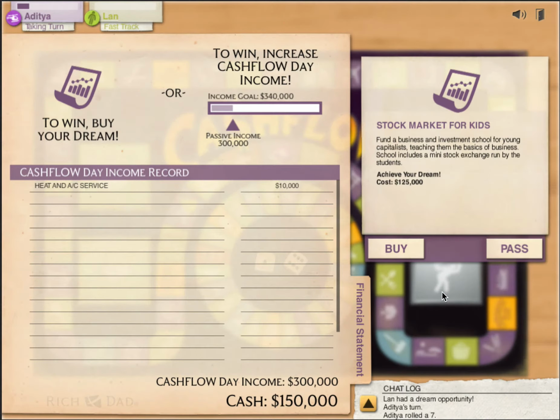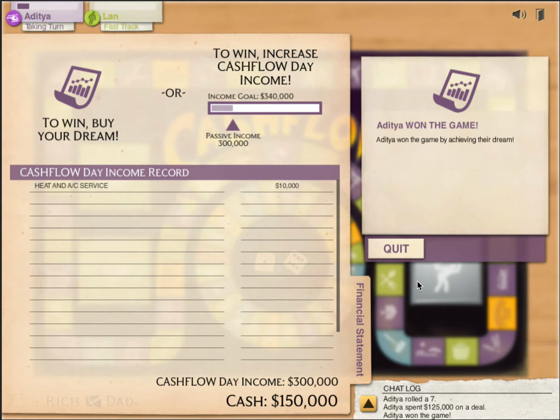Okay, there's our dream. Costs 125, we have 150, so we can buy it and we win the game. So you see how getting close to the $300,000 mark helped us achieve this. If we had not done that, we might have fallen short on the amount of cash needed to buy our dream at this point, and would have continued to play a little longer, hoping to win before he does. So this is how you beat the cash flow game.